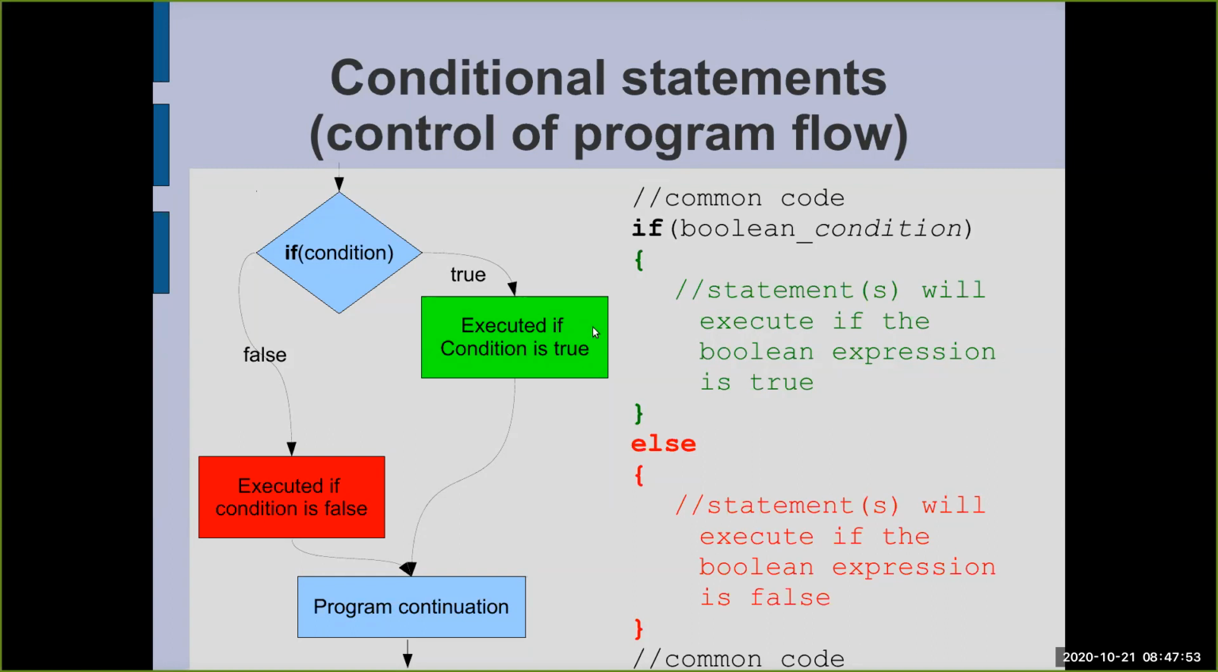Now I'd like to tell you something about conditional statements. So first, look at this scheme or block diagram. Arrows denote the direction of program execution. This block diagram presents how the program can be executed depending on certain conditions.